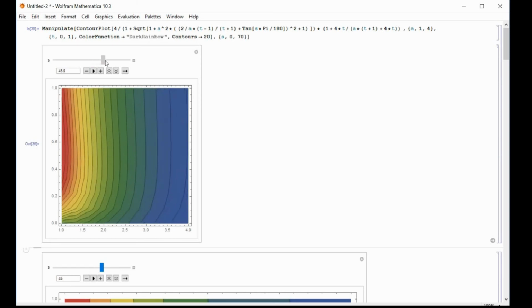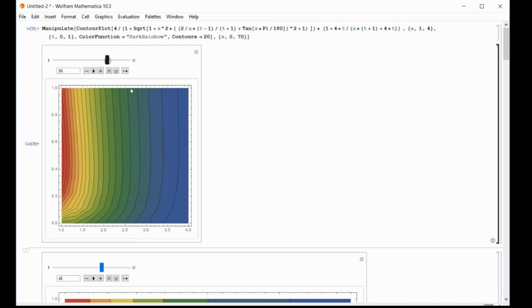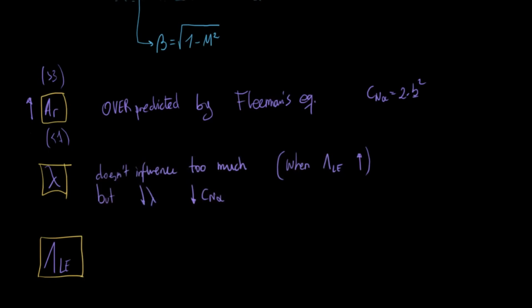But when we move to 50 degrees, 0.8, 0.9, 1, yeah. So up to more or less 45 degrees, there's no sweep penalty. Let's call it.